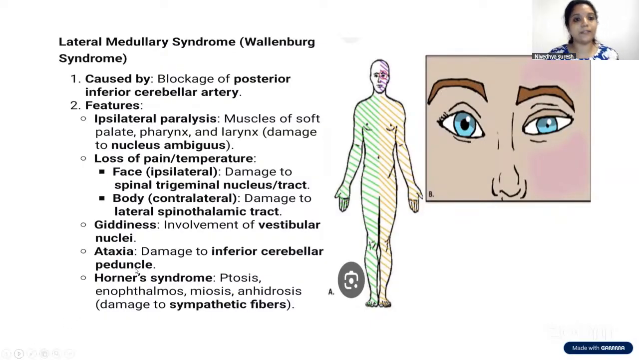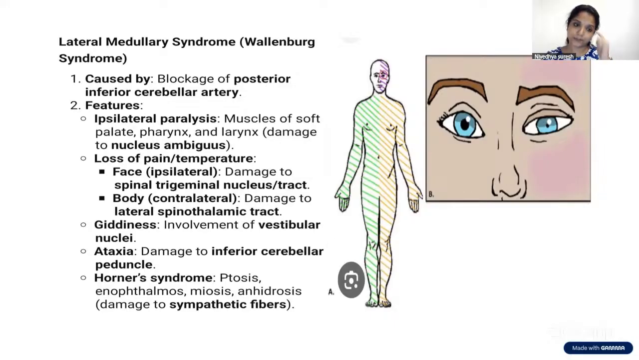So here the lateral medullary syndrome is due to the blockage of the posterior inferior cerebellar artery, and the features include the ipsilateral, the same side, paralysis of the muscles of the soft palate, pharynx, and larynx, because it will damage the nucleus ambiguus. The posterior inferior cerebellar artery supplies the nucleus ambiguus. So this ipsilateral paralysis of the muscles of the soft palate, pharynx, and larynx will get affected. Fine. Then again, there will be loss of pain and temperature.